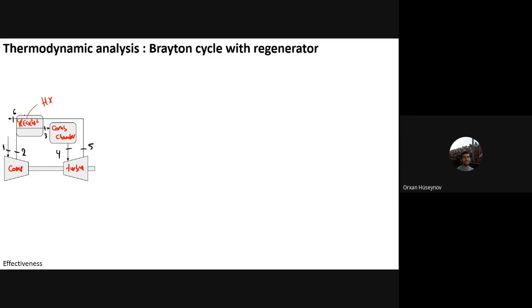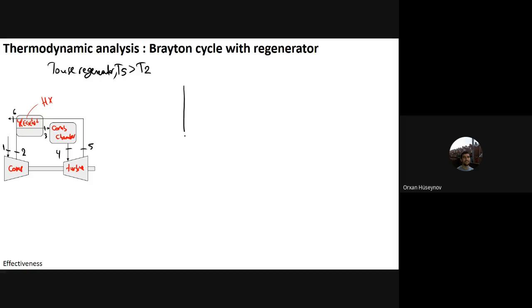If you remember, the regenerator gives off energy of the turbine outlet fluid to the compressor outlet fluid. But you should remember that to use a regenerator, T5 should be greater than T2. You should have a higher temperature at the turbine outlet so that its energy can be given off to the compressor outlet. This is the main principle of using a regenerator.